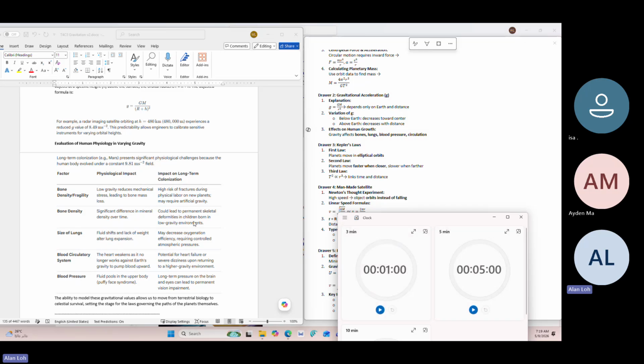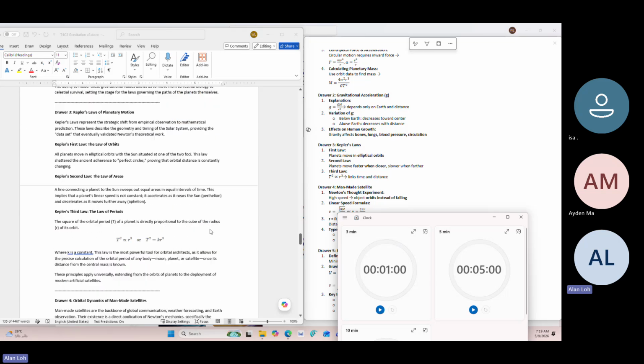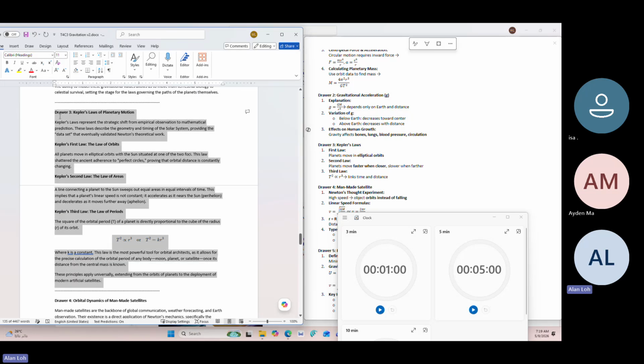Right, that's drawer 2. Drawer 2, increase to 5. Drawer 3, let's try and let's feel that you are able to increase from 4 to 5. Drawer 3, 1 minute, let's start now.